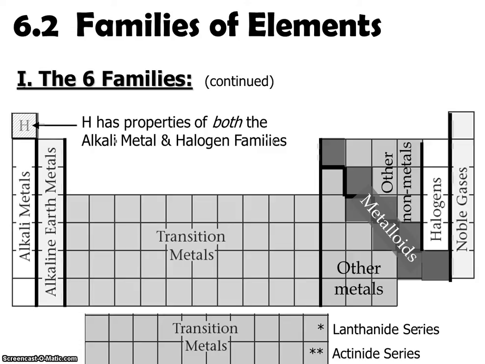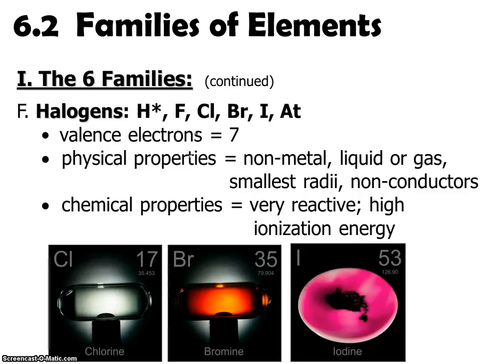The next group I want to talk about is the halogens. They are over here next to the noble gases. So the halogens kind of include hydrogen. We talked about that earlier. Fluorine, chlorine, bromine, iodine, and astatine. They all have 7 valence electrons with the exception of hydrogen.